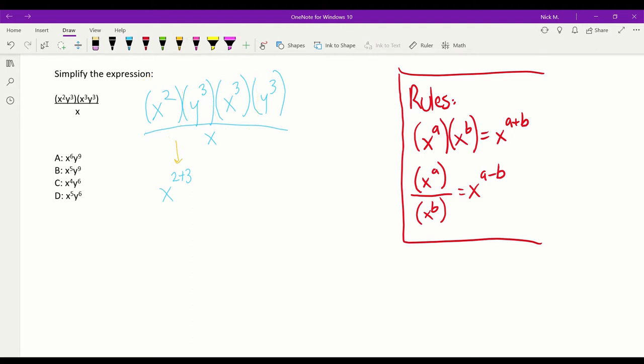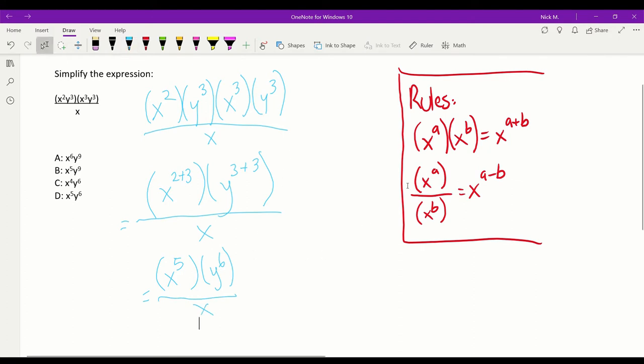And then I'll erase this to get that out of the way. If we combine the y's next, we have y to the power of 3 plus 3, doing the same thing, but with the two y's. And then don't forget, this is all over x still. So now, simplifying that, we have x to the power of 5 times y to the power of 6, all over x. And now, we have moved on to this second rule, of x to the a over x to the b equals x to the a minus b. So I'll write that down here.